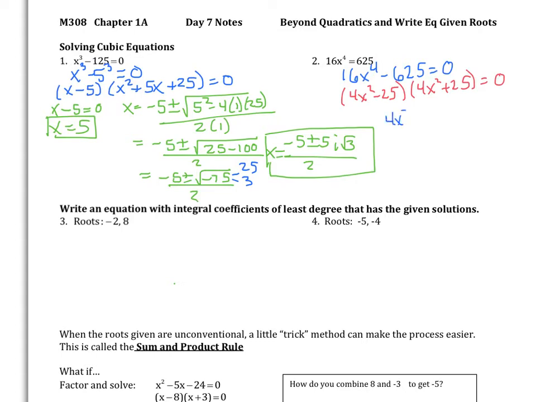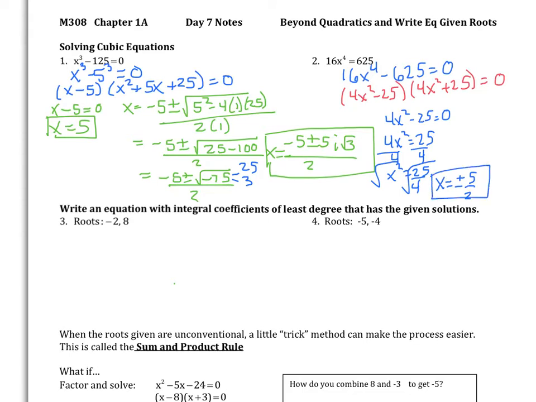So if 4x squared minus 25 equals 0, I add the 25 over to the other side, divide by 4. x squared is 25 over 4. Then I'll square root that. Those are both perfect squares, so I get x is plus or minus 5 over 2.